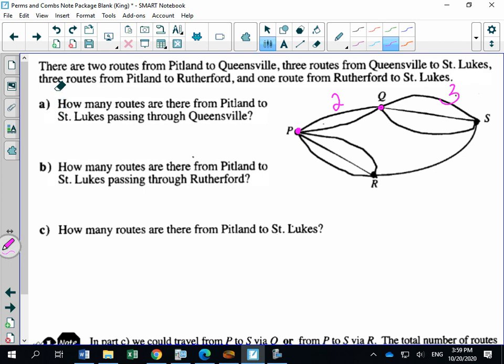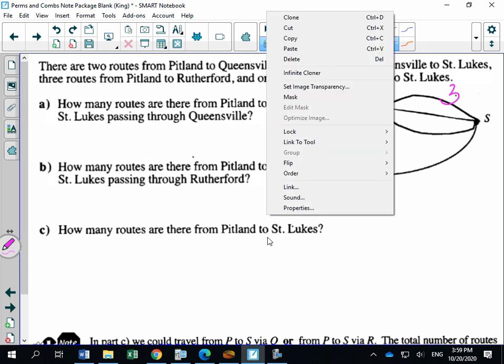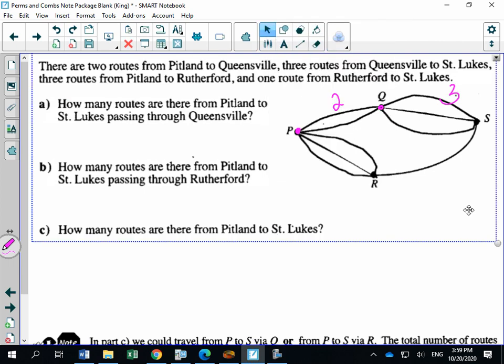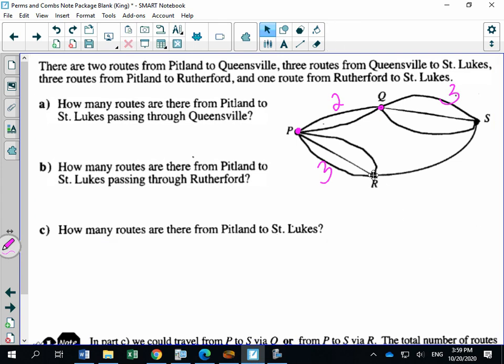Then it says there are 3 routes from Pitland to Rutherford. So Pitland is here and Rutherford is here, and there's 3 different routes you could take. And then the last one, if you're at Rutherford and you're going to St. Luke's, there's only 1 route to take. So put in your number of routes.